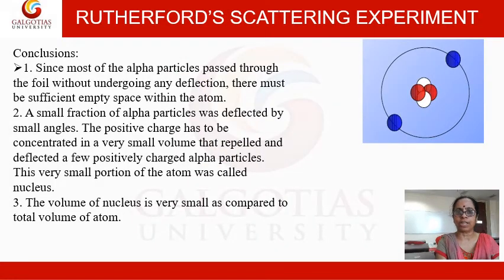Now conclusions of Rutherford scattering experiment. Since most of the alpha particles pass through the foil without undergoing deflection, there must be sufficient empty space within the atom. A small fraction of alpha particles was deflected by small angles. The positive charge has to be concentrated in a small volume that repelled and deflected a few positively charged alpha particles. This very small portion of the atom was called nucleus. The volume of the nucleus is very small as compared to the total volume of the atom.